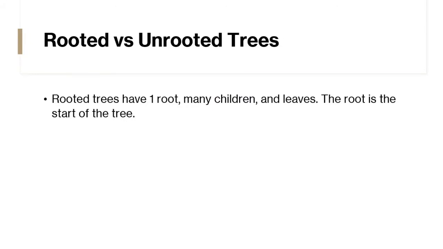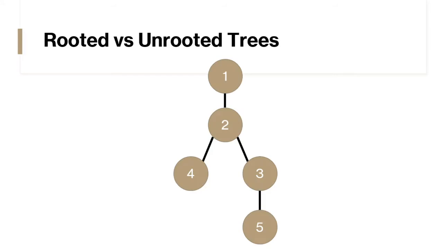So let's talk about rooted versus unrooted trees. Rooted trees have one root, some amount of children, and leaves. The root is the start of the tree. So going back to this example right here, the node numbered 1 would be the root. The nodes numbered 2 and 3 would be children, and 4 and 5 would be leaves. Now let's explain all 3 of these in a little more detail.